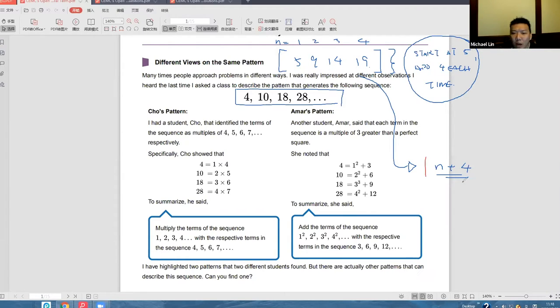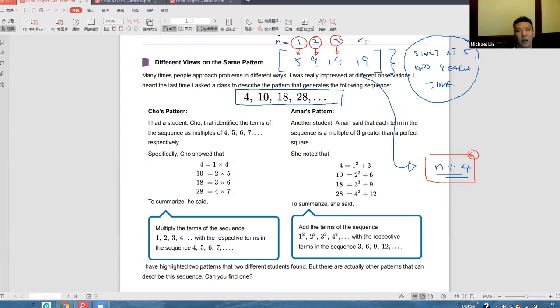But if we use the pattern n plus 4, it works for the first one. 1 plus 4 equals 5. But you'll see that it starts to break down as soon as we get to the second term, because 2 plus 4 does not equal 9. Neither does 3 plus 4. So that means there's something wrong with this equation. This equation doesn't quite represent this sequence.